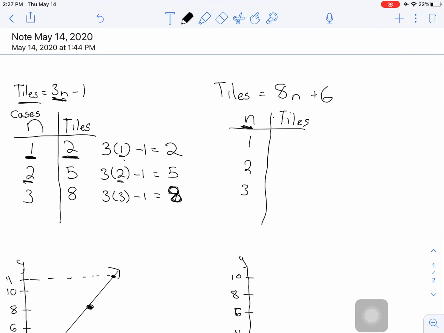So in case 1, we're going to go 8 times 1 plus 6. 8 times 1 is 8, plus 6 is 14. Here we have 8 times 2 plus 6 is 22. And we could do this for 8 times 3 plus 6, which is equal to 30.